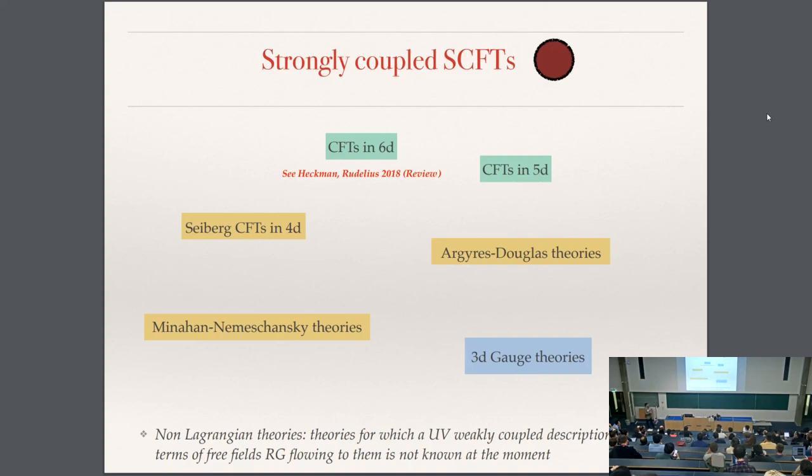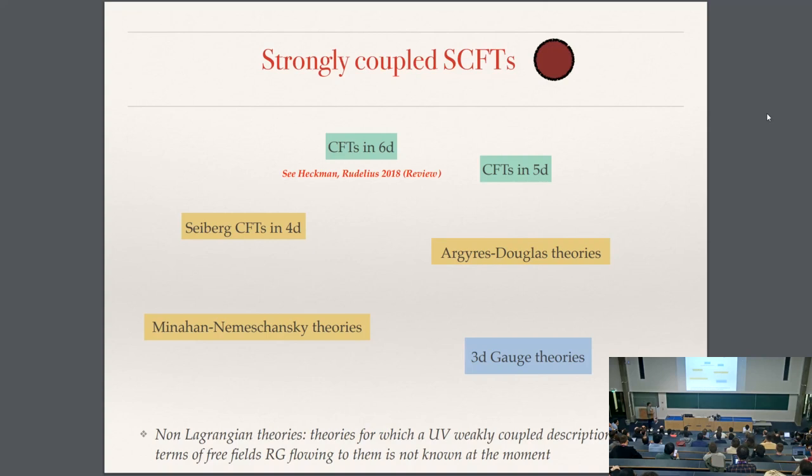This is true for the Seiberg theories that we discussed in certain regime of parameters, at least. There are these Argyres-Douglas theories, funny theories that people discovered in the 90s, Minahan-Nemeschansky theories. 3D gauge theories also typically flow to interacting SCFTs. So there is a zoo of theories that we can consider in different dimensions, and there is a zoo of relations between these theories that people have discussed in the past.